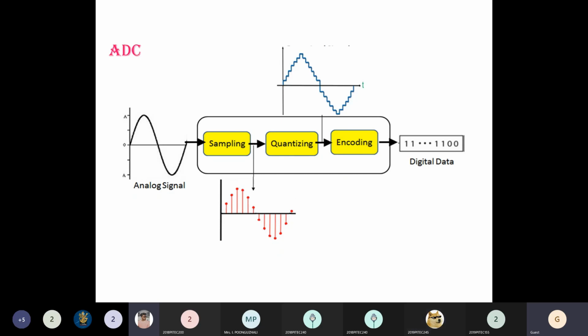This operation is done by a device called ADC. What is meant by ADC? Analog to digital converter. It plays a main role in digital communication and analog communication and all.